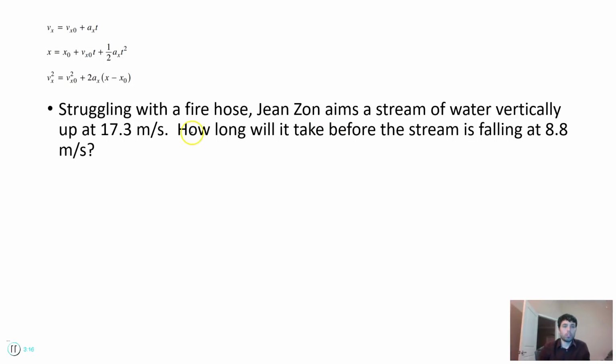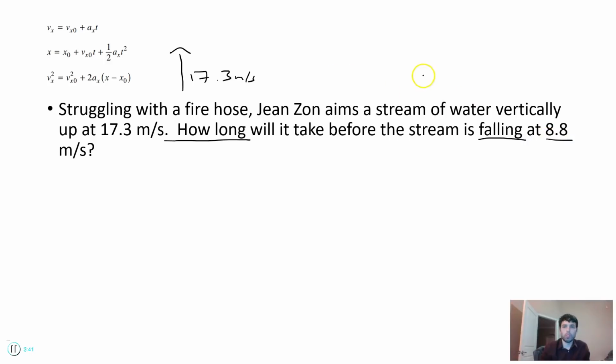Struggling with a fire hose, Jean Zahn, weird name, aims a stream of water vertically up. Alright, so it shoots the water straight up in the air at 17.3 meters a second. How long, that's time, right? How long something takes is time. How long will it take before the stream is falling at 8.8 meters a second?